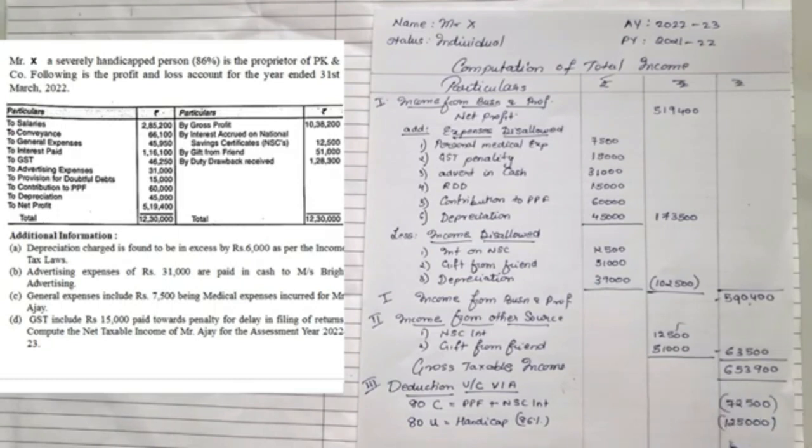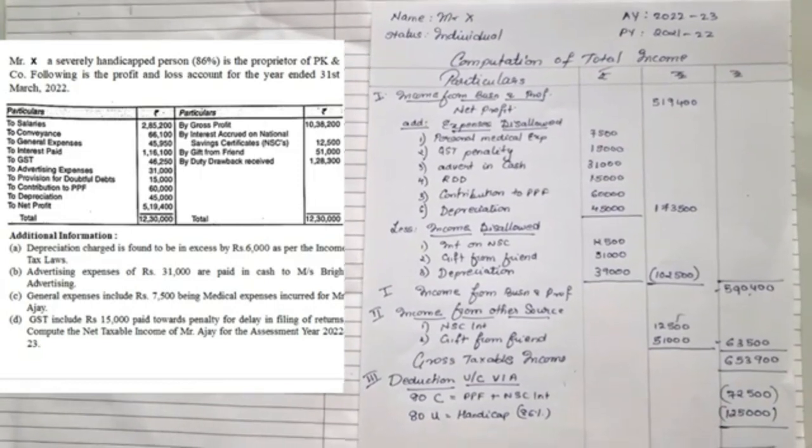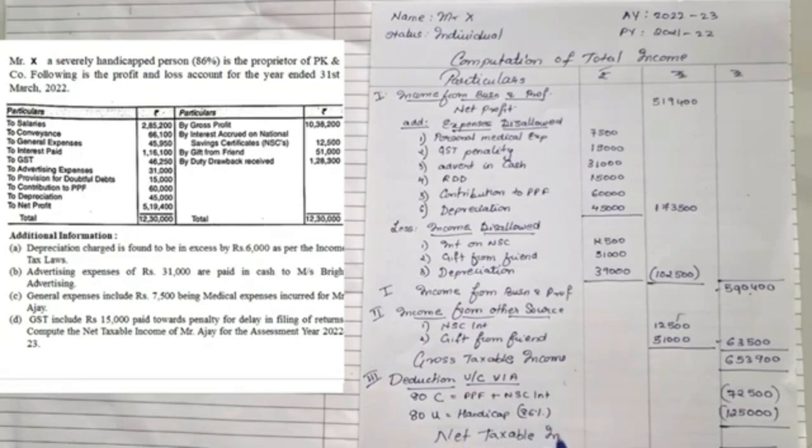So from gross total income, when I subtract both my deductions, I will get our final answer, net taxable income, that will be amounting to 4,56,400. That's our final answer. So this is how you had to solve the sum based on calculation of total income when we have been given income from business and profession, income from other source, and deduction.